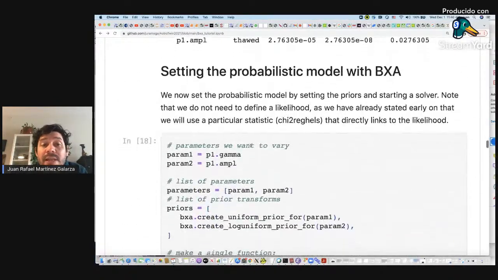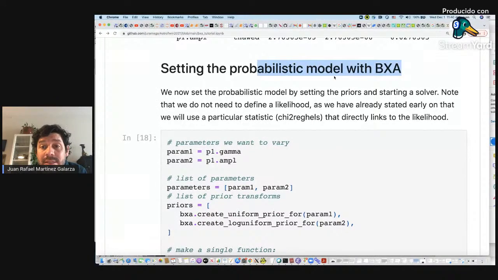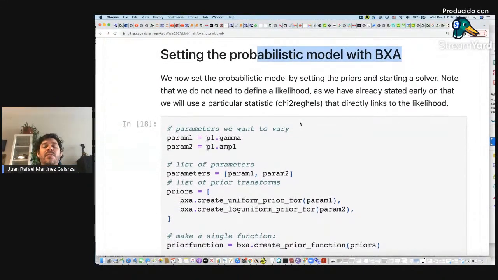And here's how we set the probabilistic model with BXA, all right? So what do we need for the probabilistic model? Remember that yesterday we used another tool for probabilistic modeling, PyMC3, to try to solve the problem of photometry. In that case, all we needed was an expression for the priors, right? What are your priors? And we wanted an expression also for the likelihood, right? So that's basically all we need. You have a prior, you have a likelihood that comes from your data, and you're going to try to extract and sample your posterior, right?